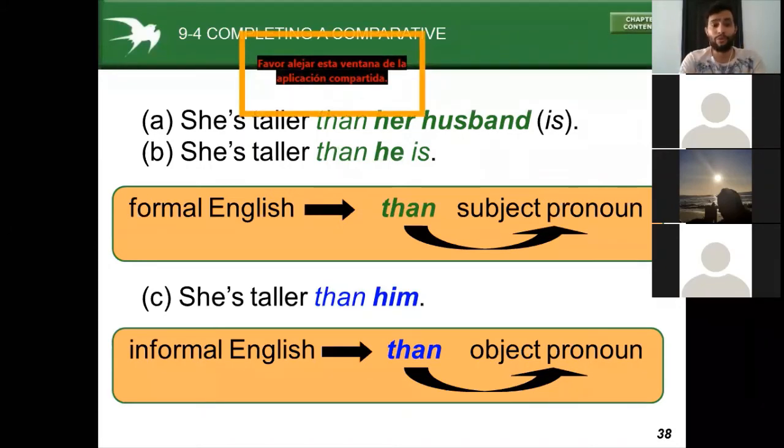Ahora estoy usando el verbo to be, pero en la forma de primera persona, right? I am. También puedo decir, she is taller than you are. So puede ser cualquier forma de be siempre y cuando estés usando acá el verbo to be, right?